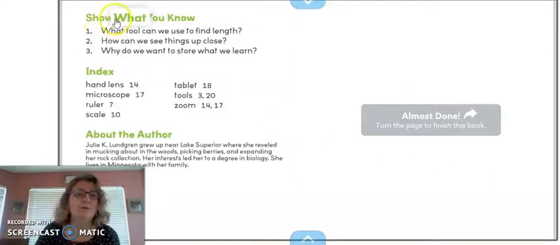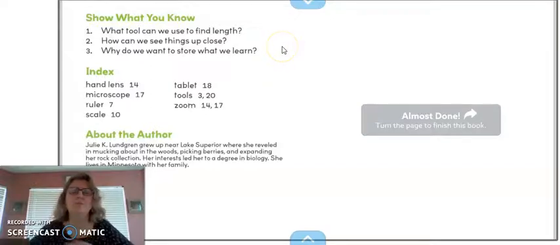So, show what you know. What tool can we use to find the length? That's right, we use a ruler. And what 2 different things do we use to see things up close? One of them was a hand lens. And for even smaller things? Right, a microscope.